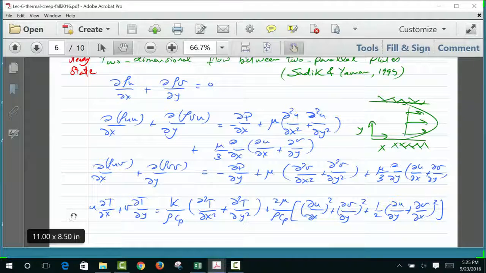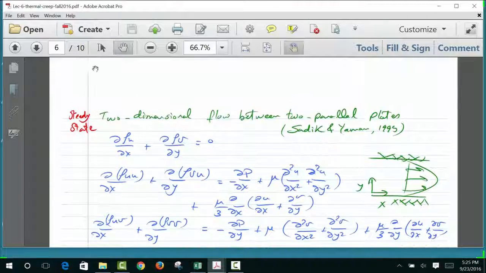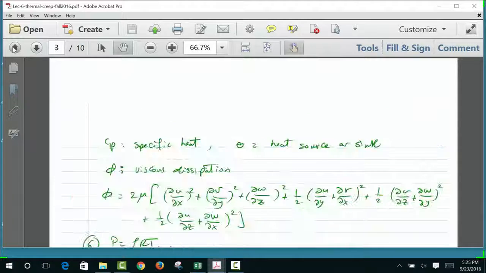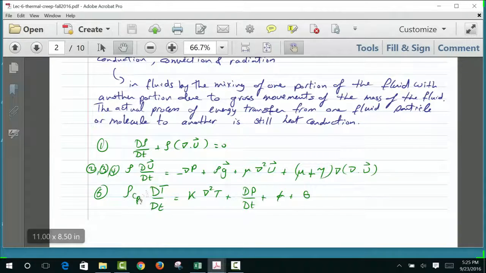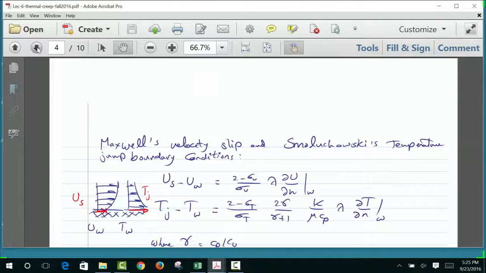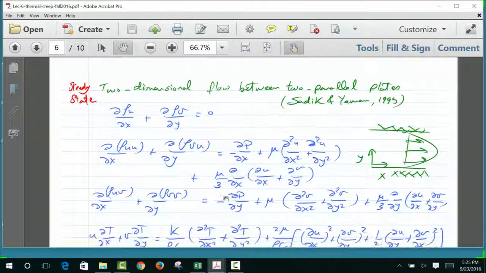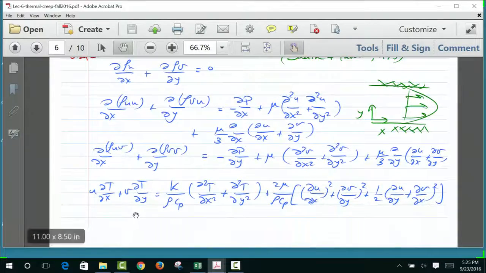Again, this guy, U partial T partial X, and V partial T partial Y, those came from this term here, which is 4 terms: partial T partial time plus U partial T partial X plus V partial T partial Y. And so those are the ones that survived.